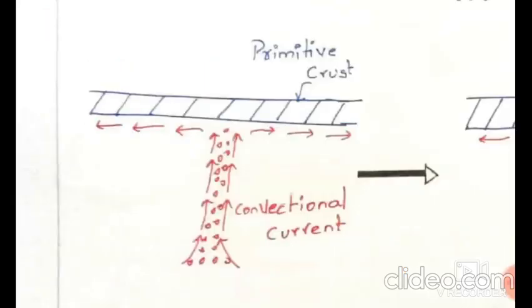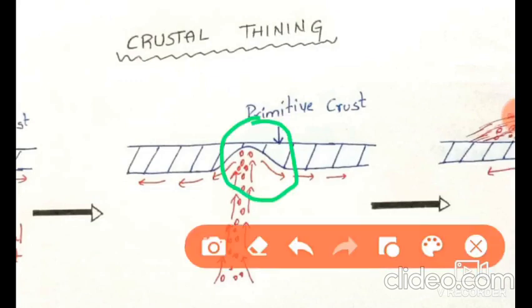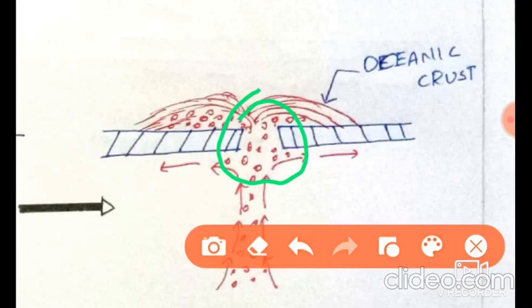Here is the primitive crust and the upwelling convectional current which is moving from the Earth's interior towards the primitive crust. The hot molten material, after reaching the Earth's surface as part of the convectional current, melts the primitive crust, which leads to crustal thinning. Further pulling of the crust on either side by the convectional current causes crustal breakage. This breakage provides a way out for the hot molten material, which later cools and solidifies, forming the oceanic crust. So this is how oceanic crust forms at the cost of primitive crust.